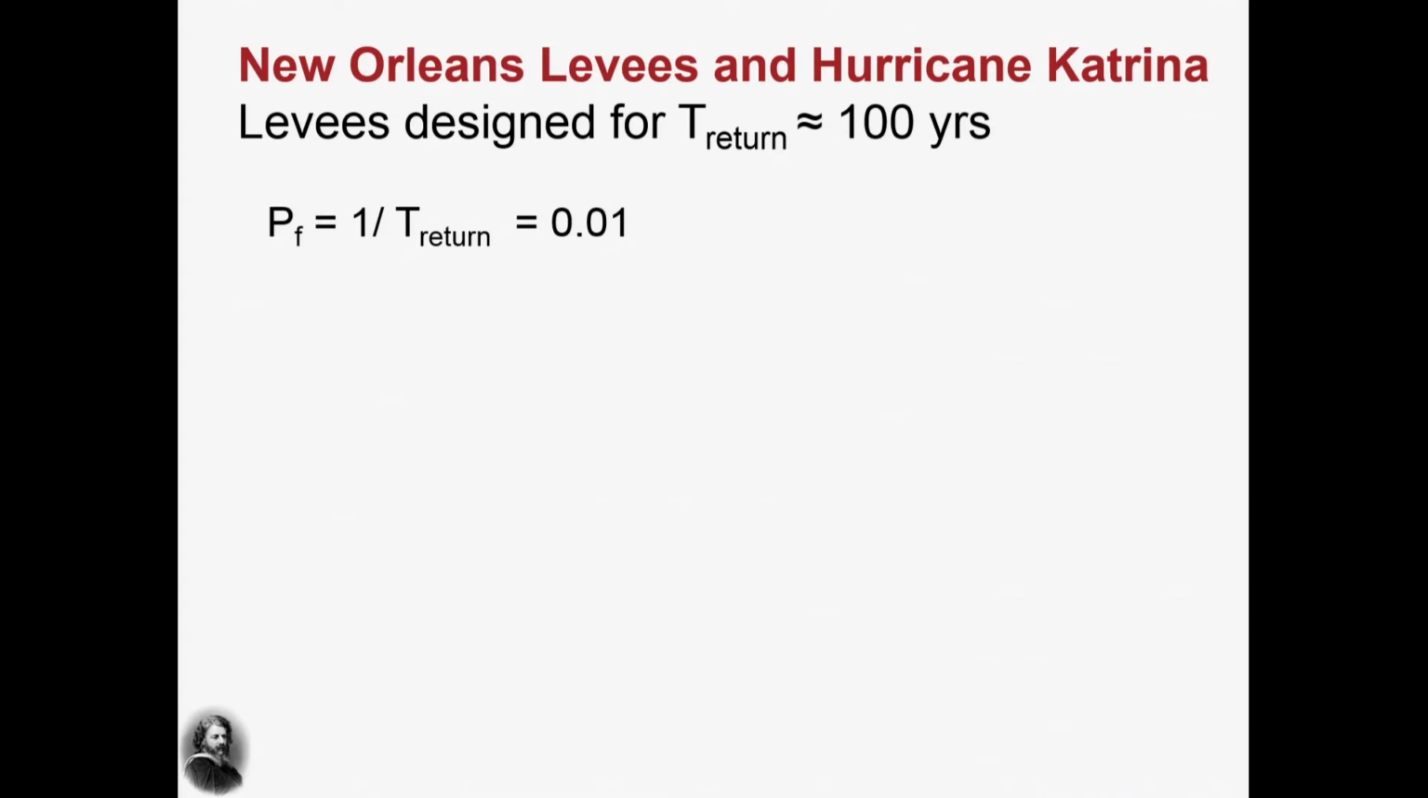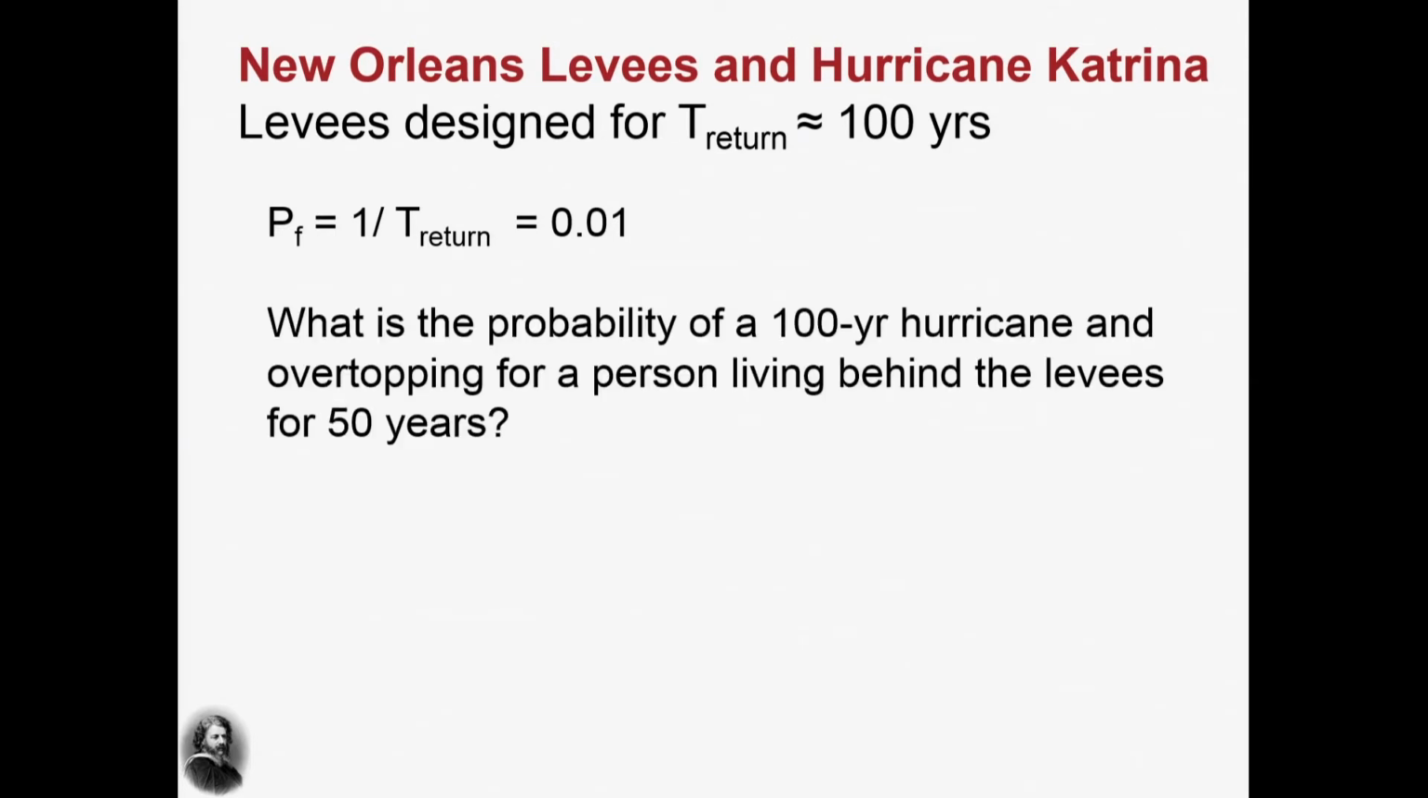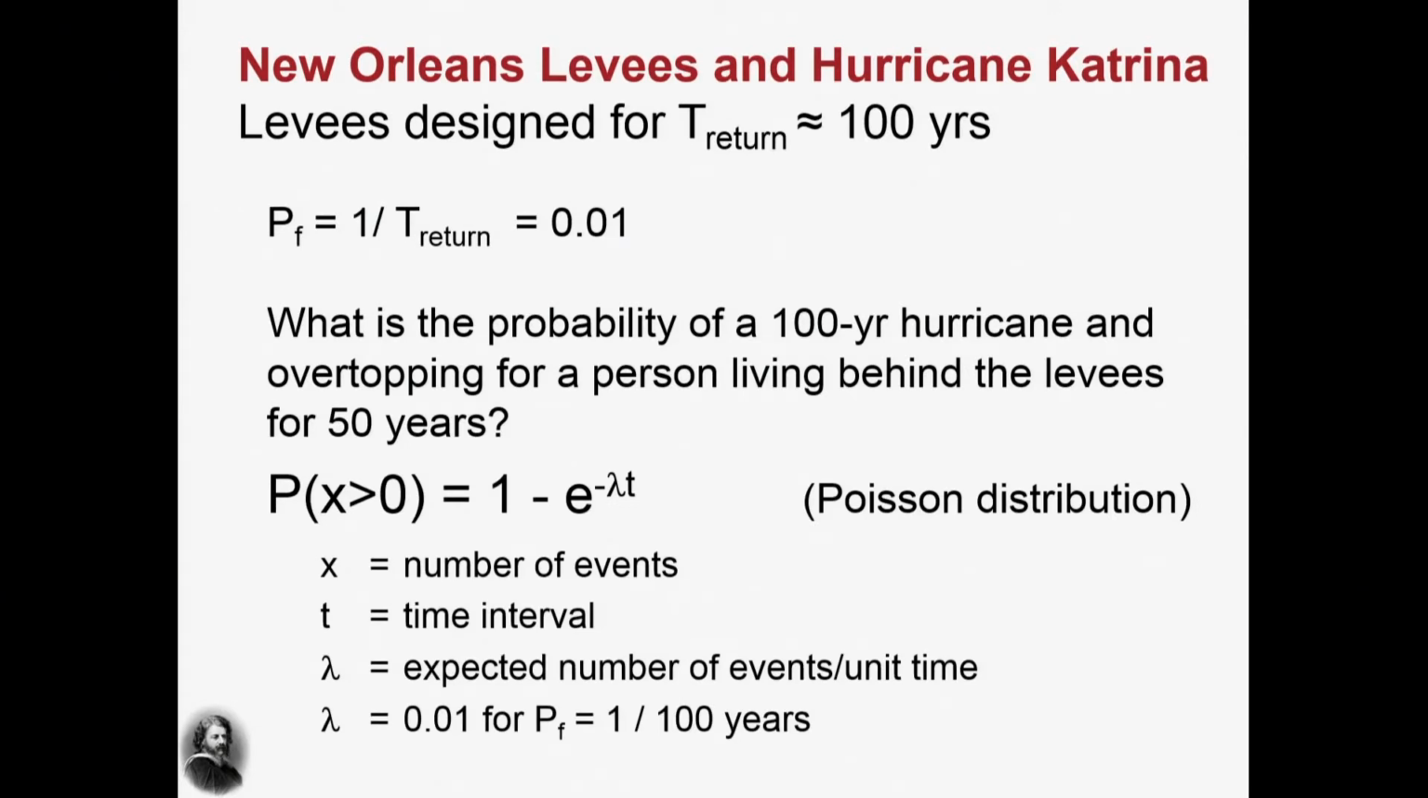The probability of failure when it's designed for 100 years is 1 in 100, so 0.01. So what's the probability of a 100-year hurricane and overtopping of the levees for a person living by the levees for 50 years? Let's say the person lives 70 years, maybe not born there, moves there at age 15, and then he lives there about 50 years.